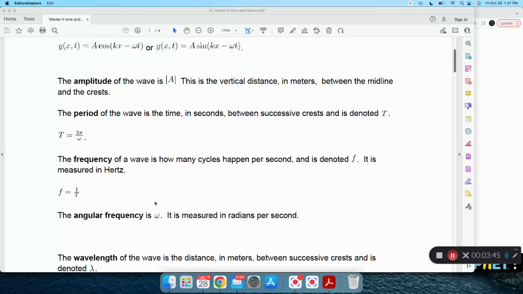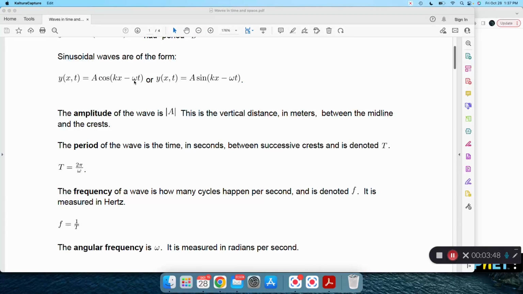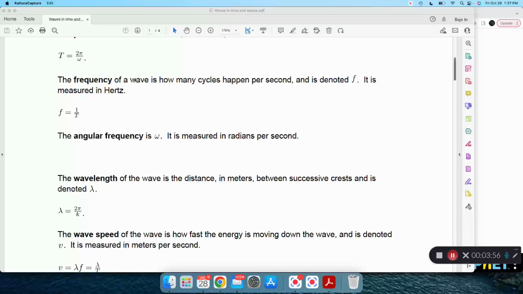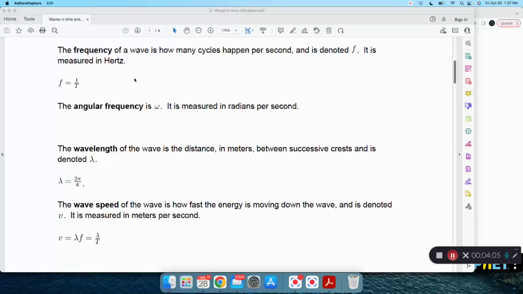This number omega here, right there, is called the angular frequency. That's in radians per second. And then we can combine some of these together to get what's called the wave speed. This is how quickly a wave is moving through space and time. And the formula for that is just v equals lambda times f, or lambda divided by T, meters per second. Lambda is the distance in meters. T is the distance, quote, in time.